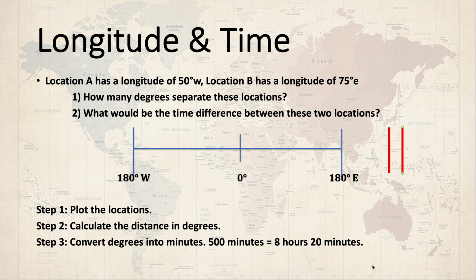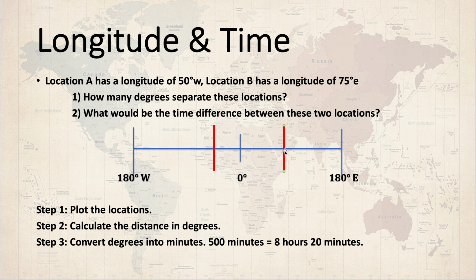So I have this divided into 3 steps. The first step is to plot the location. So again, it's just to kind of put it into an idea. The first one says 50 west. Well, 50 west for me would be somewhere around there. Location B is 75 east, which is somewhere around there.